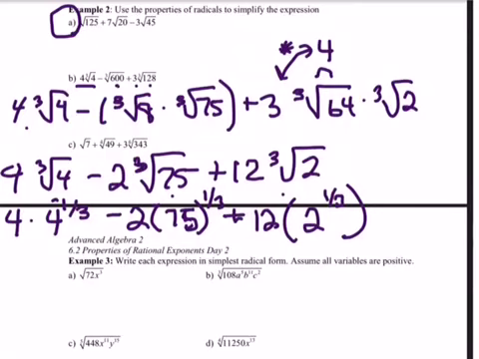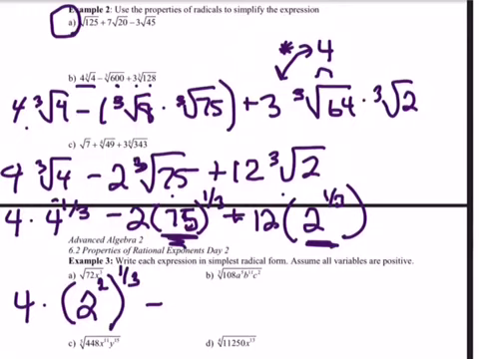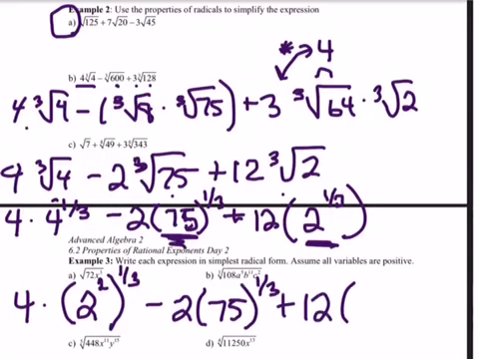Okay, so 4 to the 1/3, I could rewrite that because I've got a base of 2 over here. I could rewrite 4 to the 1/3 as 2 squared to the 1/3. Now 75 cannot be written as a base of 2, so I'm just going to leave it as 2 times 75 to the 1/3. So now this 2 squared to the 1/3 becomes 2 to the 2/3.